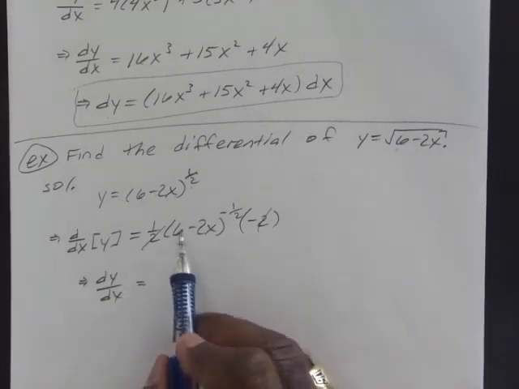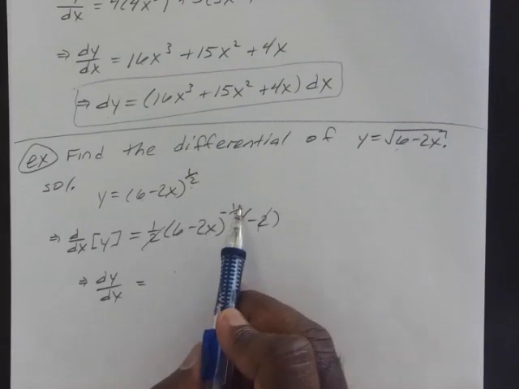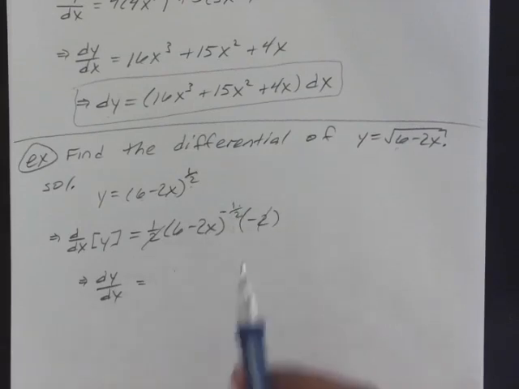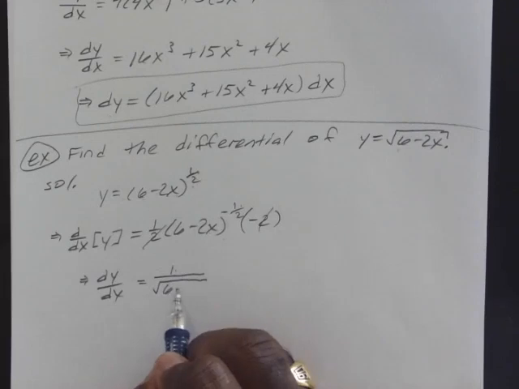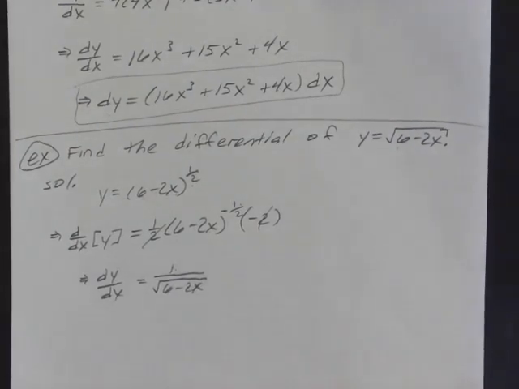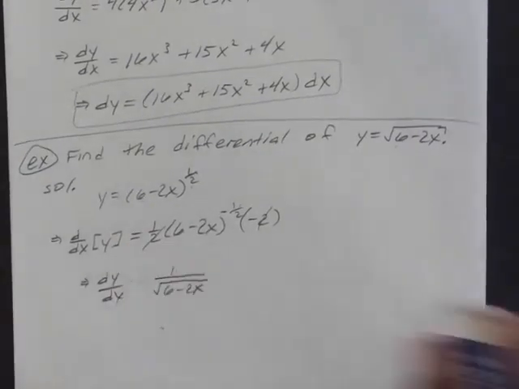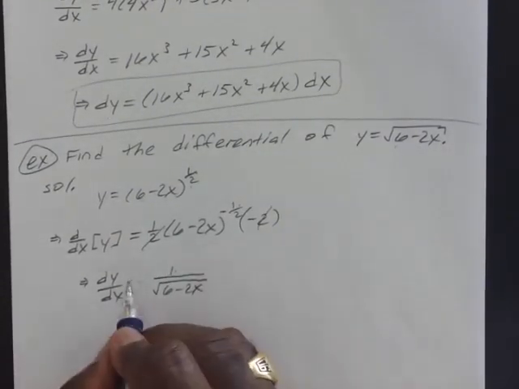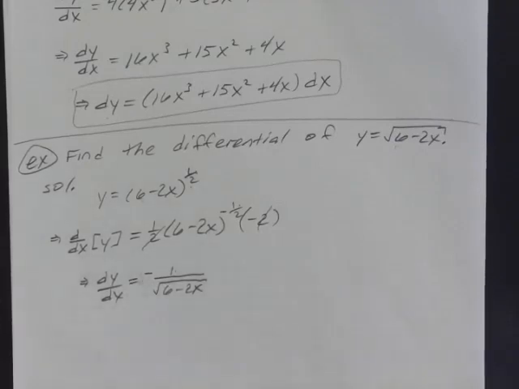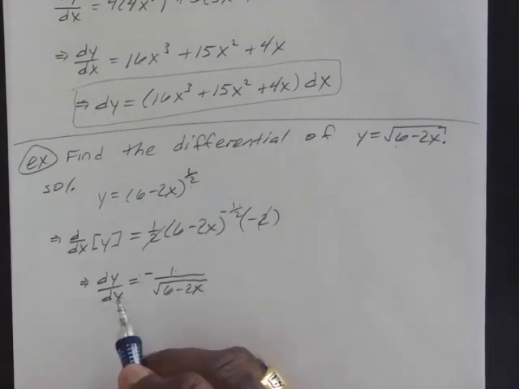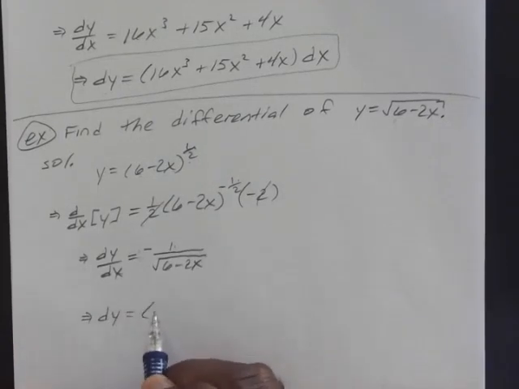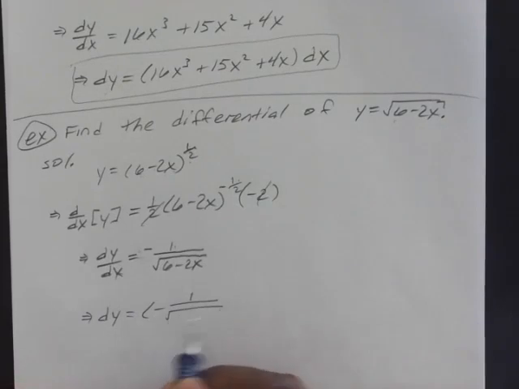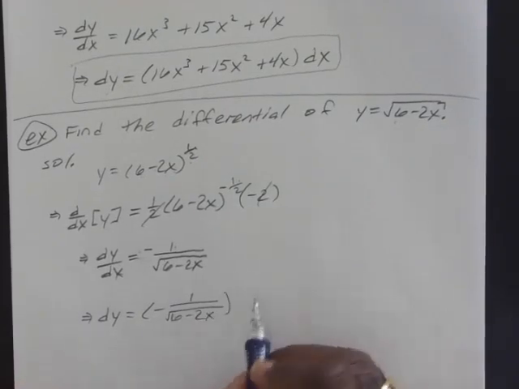That's equal to 6 minus 2x to the negative 1/2 power. We can move it to the denominator to make the exponent positive. So that's 1 over the square root of 6 minus 2x. Nope, forgot the negative, because that negative did not cancel out. Okay, but if we want to write it in differential form, it's just dy is equal to negative 1 over the square root of 6 minus 2x dx.